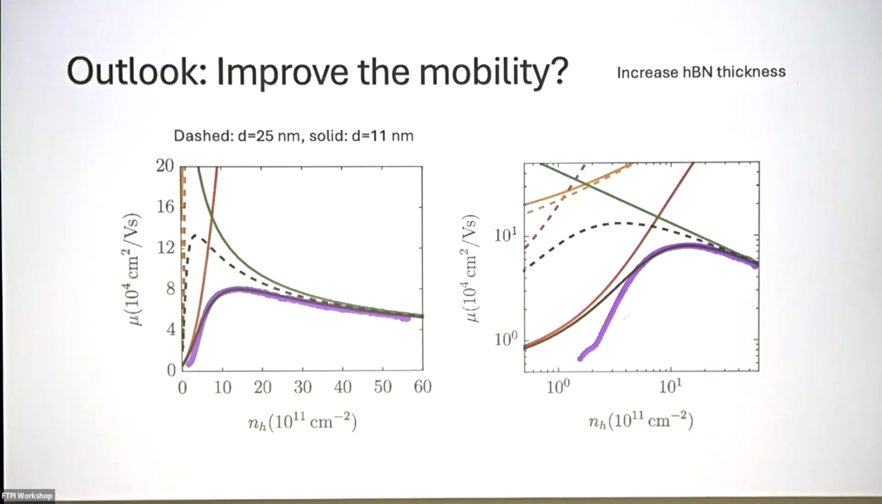Here is the log plot, and you can also see that the slope of this low density mobility is very close to 1.5, which is shown by this remote impurity curve, the red line here. So that's another, more obvious evidence.